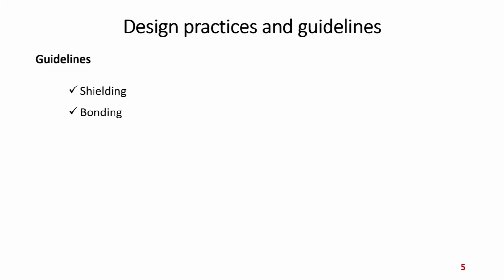Then the other thing is the bonding. There should not be anything isolated, like if the circuit, there should not be any isolated parts, even the structural members, everything should have a proper bonding. Okay. So, this bonding is very important.